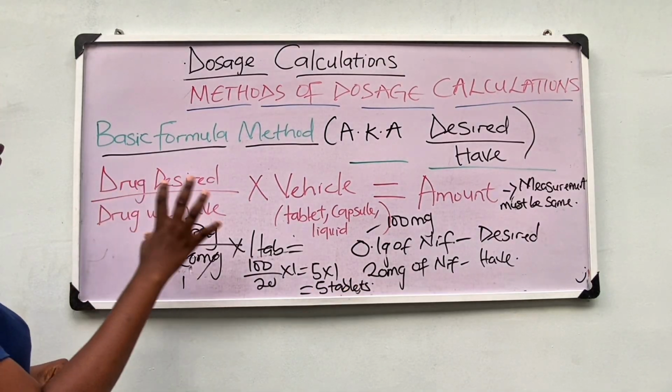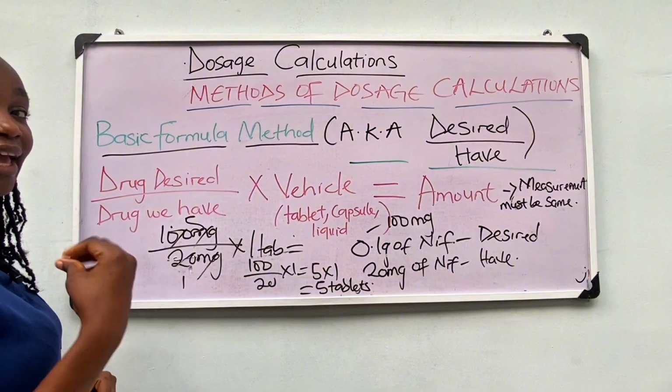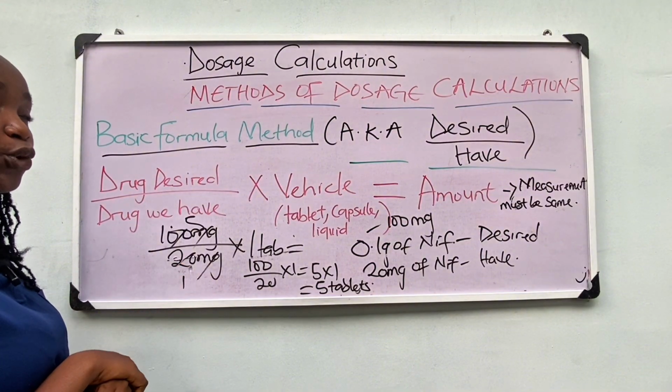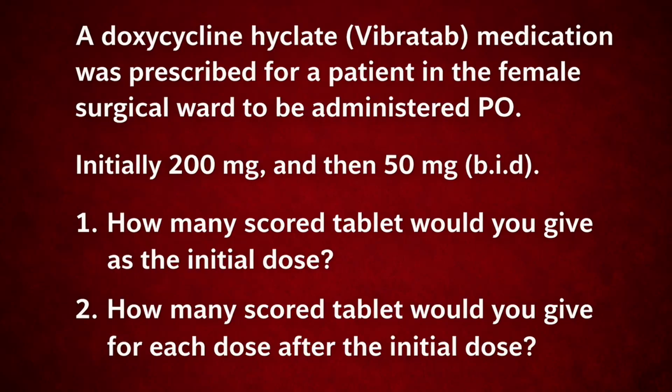So we're going to use this formula to attempt an NCLEX clinical case question before we move into the next formula. For this question, doxycycline hyclate medication was administered to a female patient at the medical ward. In this prescription, it was written that this drug is to be administered per orally. For the initial dose, she is to be given 200 milligrams and then 50 milligrams BID. And of course, according to our medical abbreviations, we already know BID means twice a day.